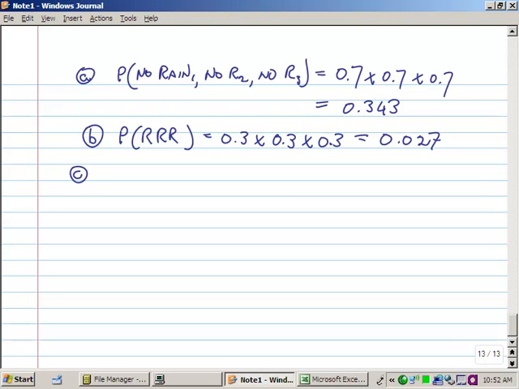C, probability of rain on the first, no rain on the second, and then no rain on the third. Alright, order is given. Rain on the first, 0.3, no rain on the second, 0.7, times no rain on the third, also 0.7. Alright, and the answer to that is, if I've done it correctly, 0.147.